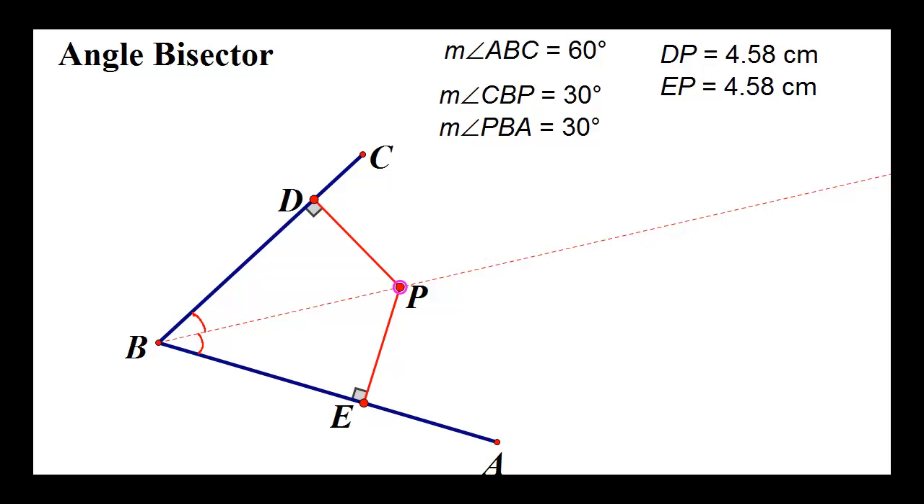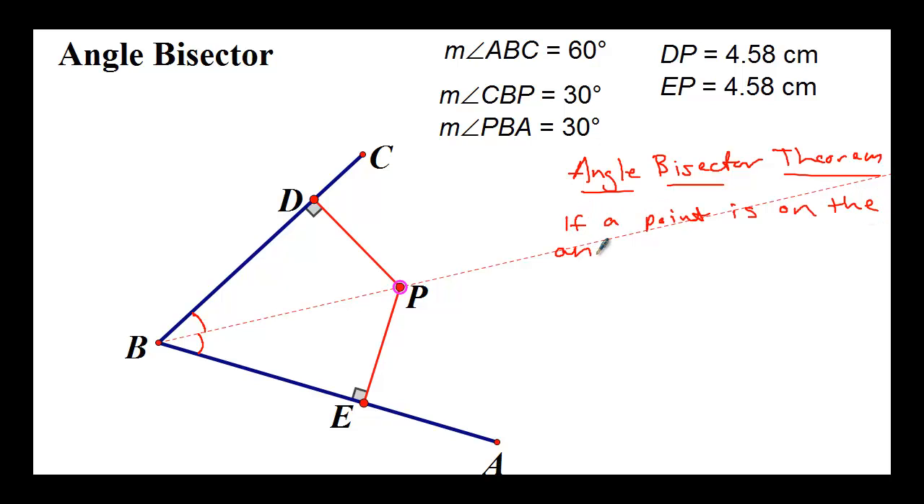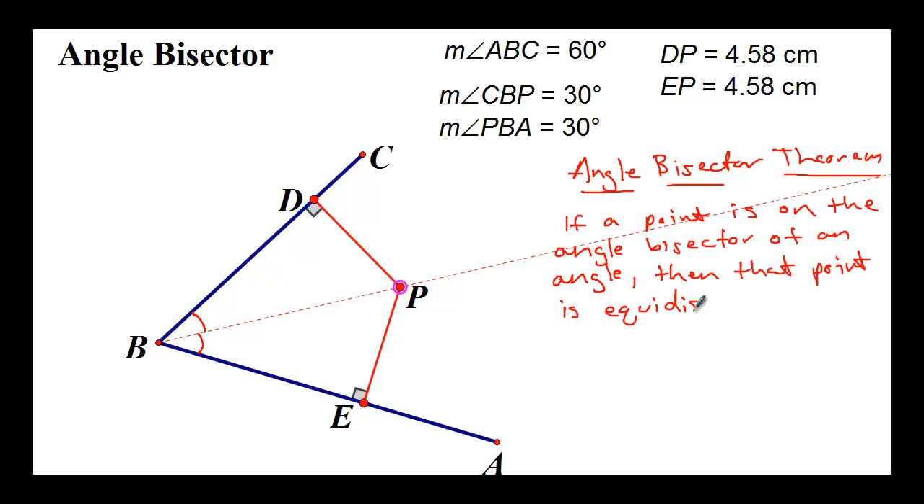So we're going to write down the theorem real quick. The theorem is called the angle bisector theorem. I'll write it here. Angle bisector theorem. And all it says is just like I said, if a point is on the angle bisector of an angle, then that point is equidistant from the sides of that angle.